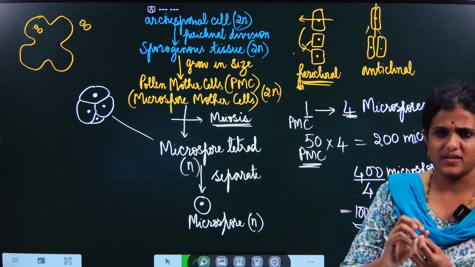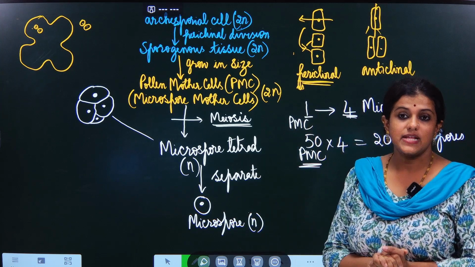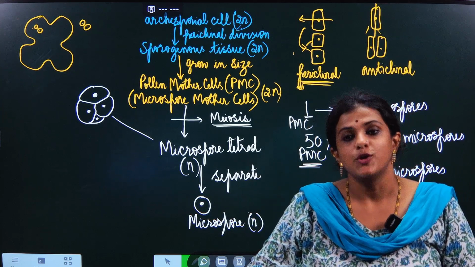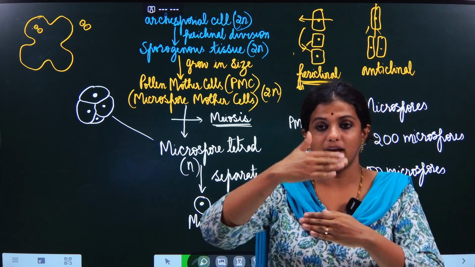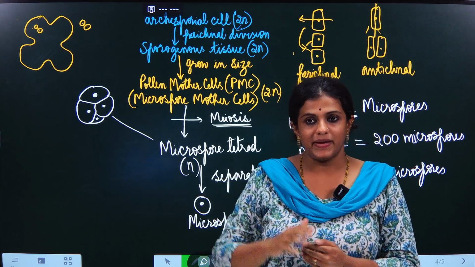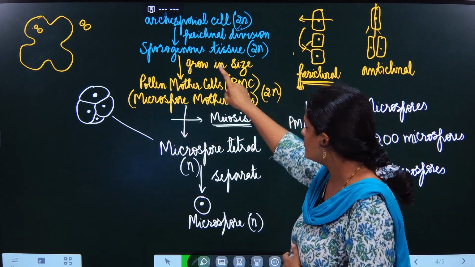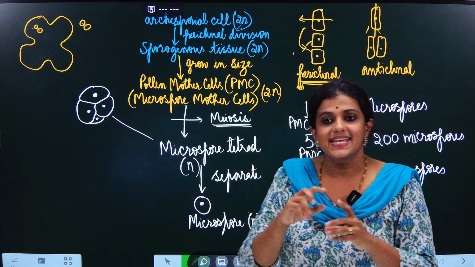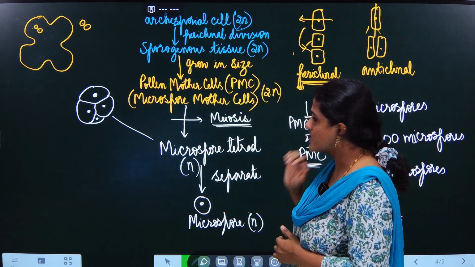So we will just quickly recall what exactly is happening inside an anther when the flower is just blooming. The archesporial cell, which is a diploid structure, will undergo periclinal division to form 2 layers, parietal layer on the outer side and sporogenous layer on the inner side. The sporogenous layer will have sporogenous cells, which undergo mitosis to form sporogenous tissue.